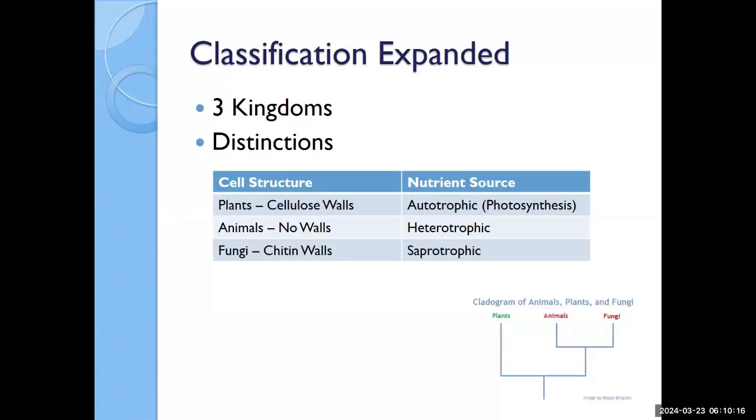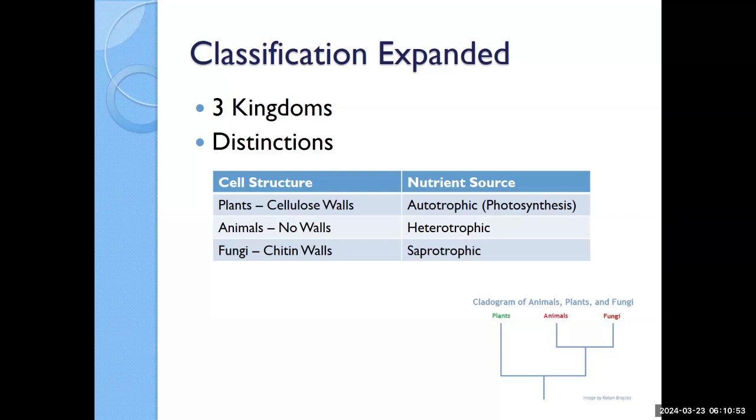Be able to recognize that there are three kingdoms that have been described thus far: plants, animals, and fungi. And what separates them is their cell structure and nutritional source. Plants contain cellulose cell walls and are autotrophic photosynthesizers. Fungi have cell walls, but made of chitin, and they are saprotrophic. We will define this in a moment. Animals have no cell walls and are heterotrophic.